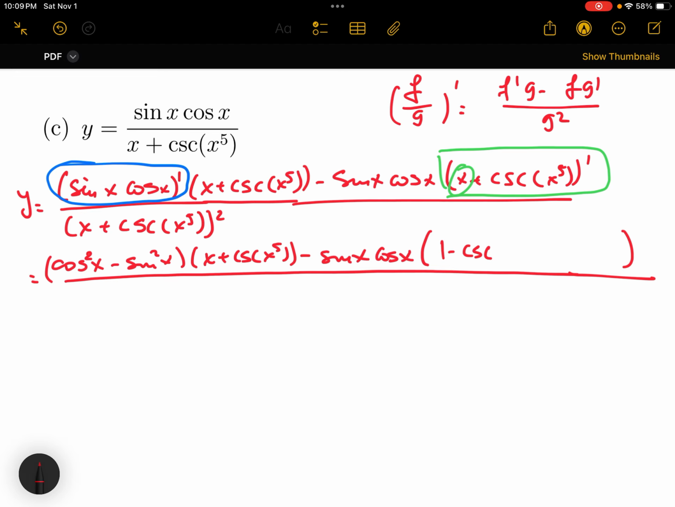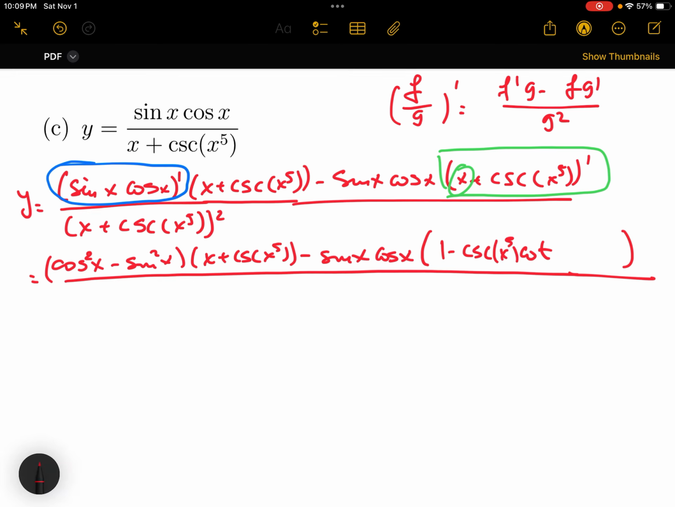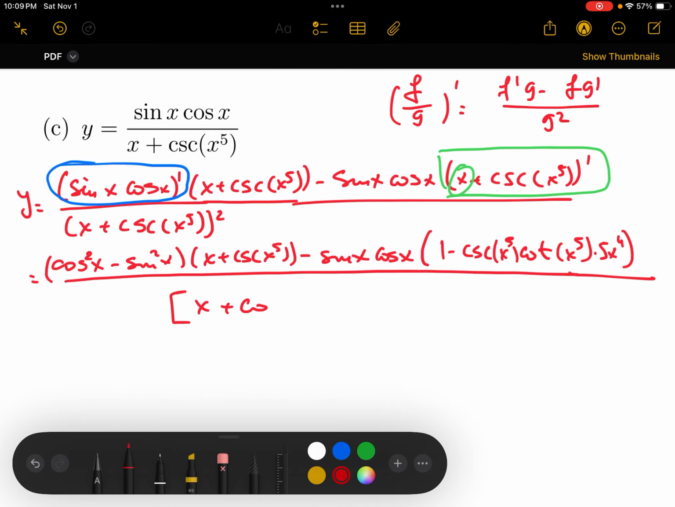cosecant. Now be careful here, you have this weird tendency to just say negative cosecant cotangent, and then you write something like this without writing what's here. As we said again in class, that cannot happen. It has to be cosecant of x to the power 5 times cotangent of x to the power 5 times the derivative of x to the power 5, which is 5x to the power 4, and then in the denominator again you have just square the denominator and you're done with that.